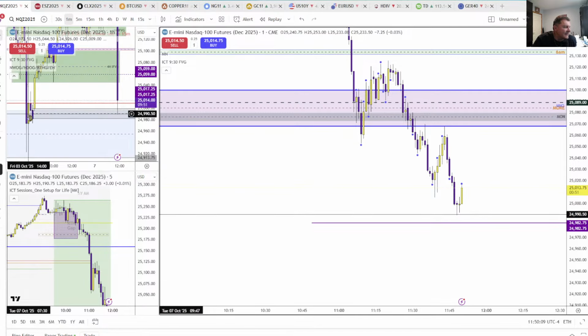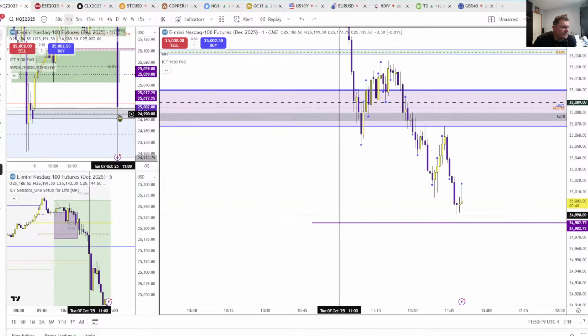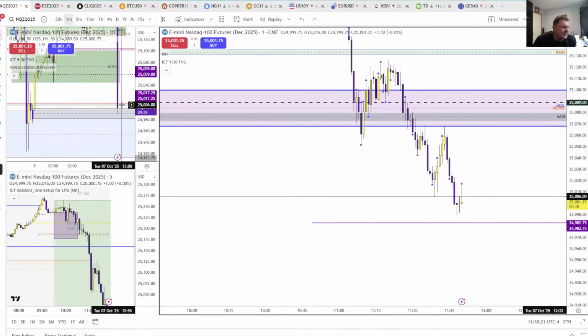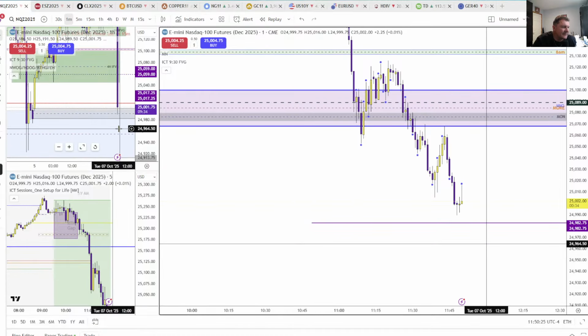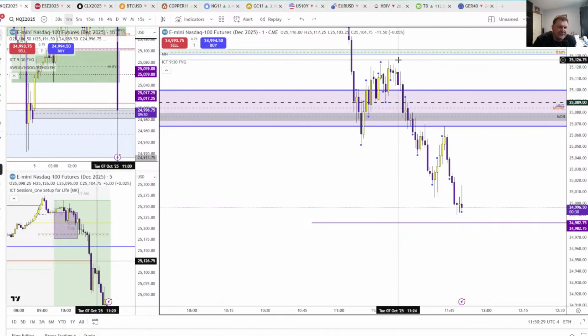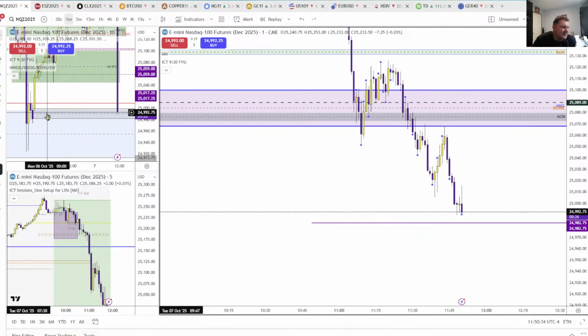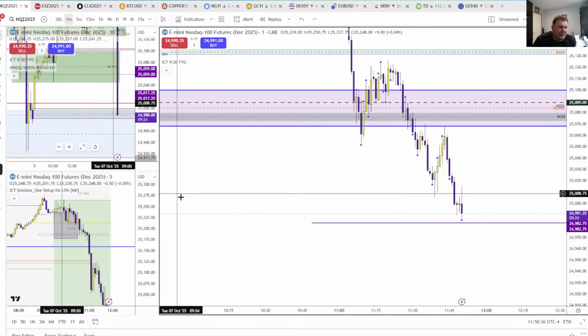We're inside that little gap we saw in the 4 hour already. We're at the consequent encroachment of that. That's it right here. It's not uncommon for it just to come down, tap that, and then reverse and go higher. Sometimes you see those premium arrays get hit and it just hits into the consequent encroachment and then turns. So we'll see if we get the finish. Come on, give me the finish.